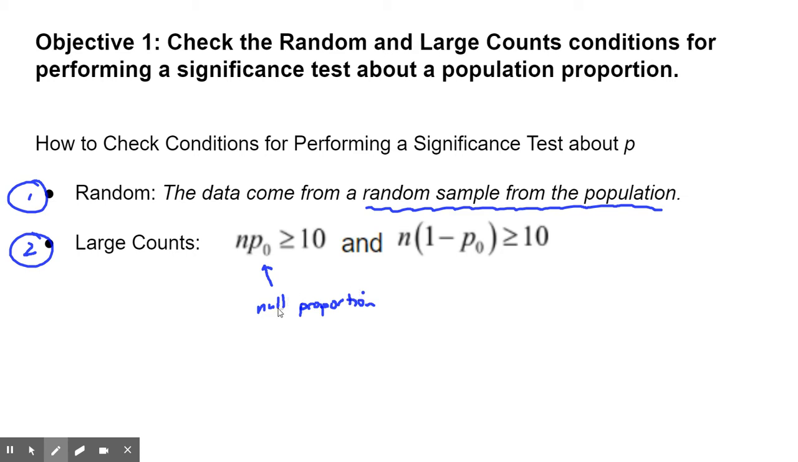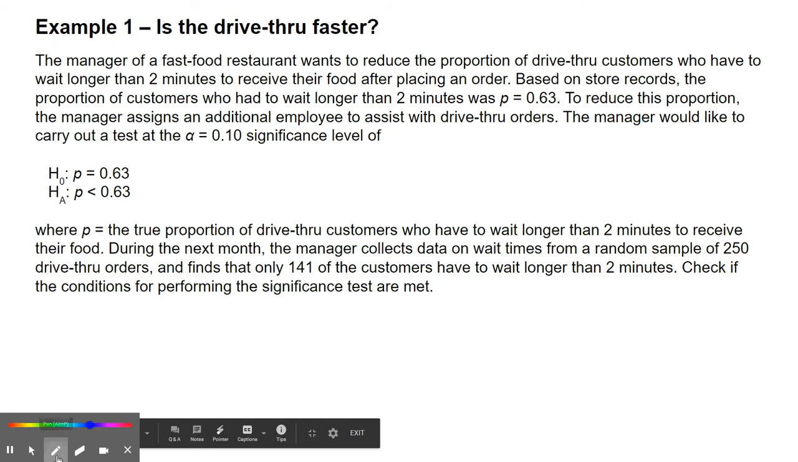So again, that's the given value, right? That's the value you use in your hypotheses. So keep that in mind. But again, you have to have at least 10 successes and 10 failures. Okay, cool. Easy peasy.